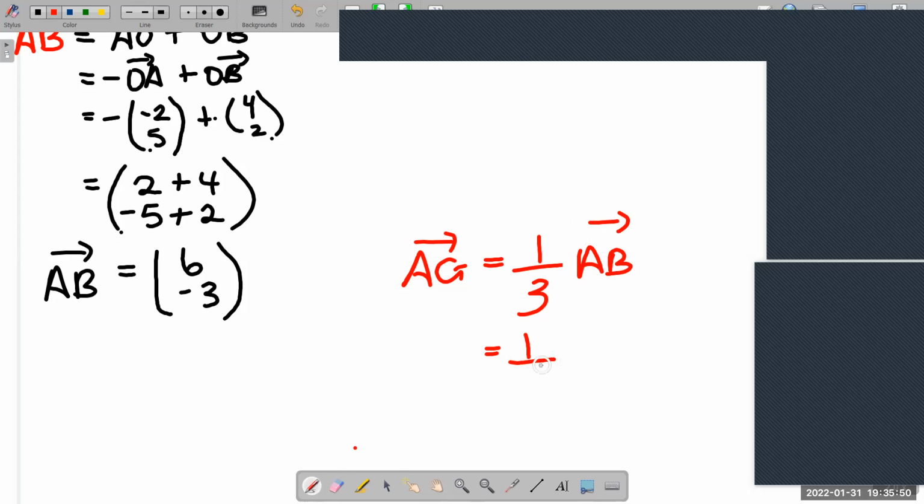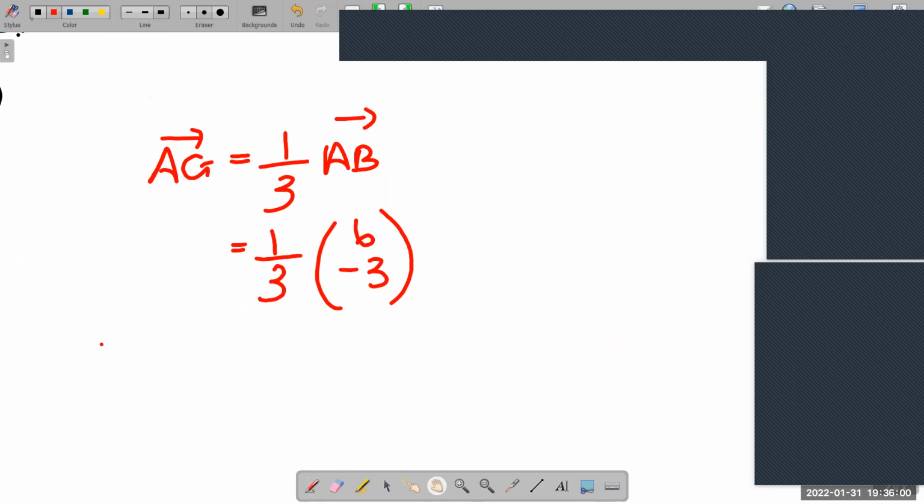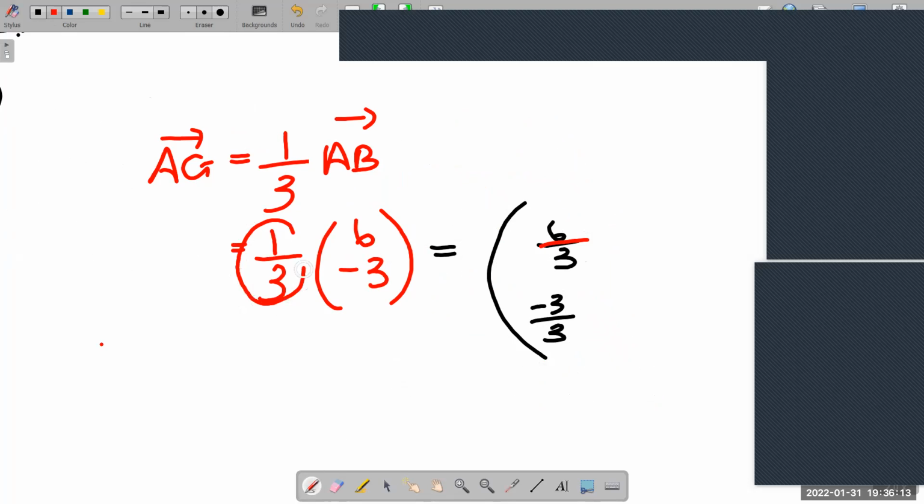We're finding a third of what? 6, -3. And look how beautiful these numbers are. So guess what this really means? Let me break it down for you. This really means 6 divided by 3 and -3 divided by 3. Let me highlight it in red. Whatever is happening on the outside, you have to do it to both numbers.